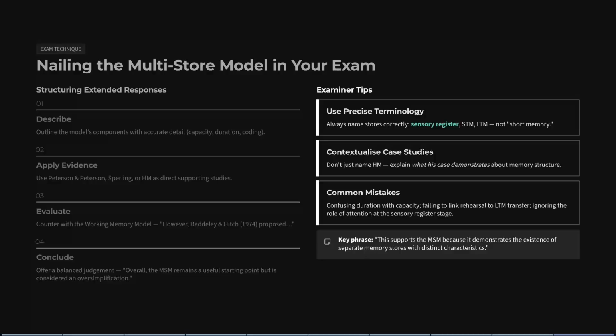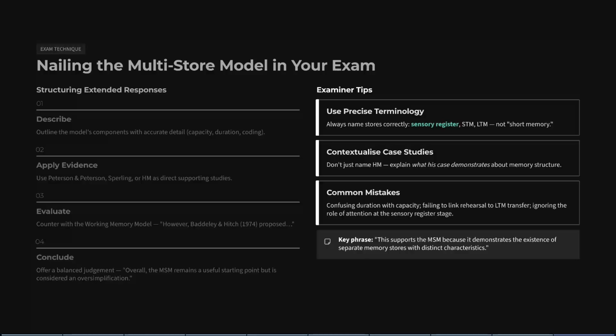And 3 mistakes students make constantly with this topic. 1 is confusing duration and capacity. Duration is how long information lasts. Capacity is how much can be held at once. They're different things. Know them separately for each store.